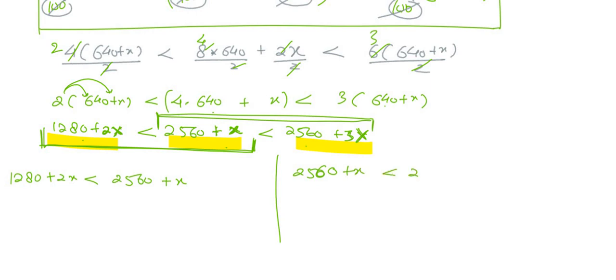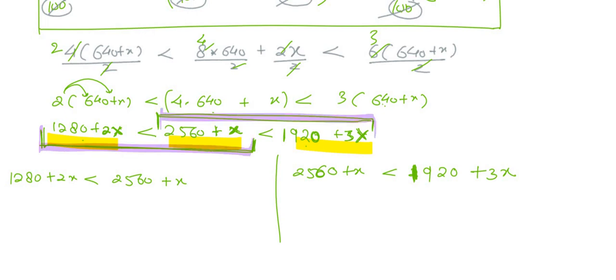I'm sorry, I think this was 640 into 3. I'm sorry guys, 640 into this is nothing but 1920. I'm sorry, 1920. So please do the correction. So it is 1920 plus 3x. So we made two inequalities. Okay, this part separate and this part separate.